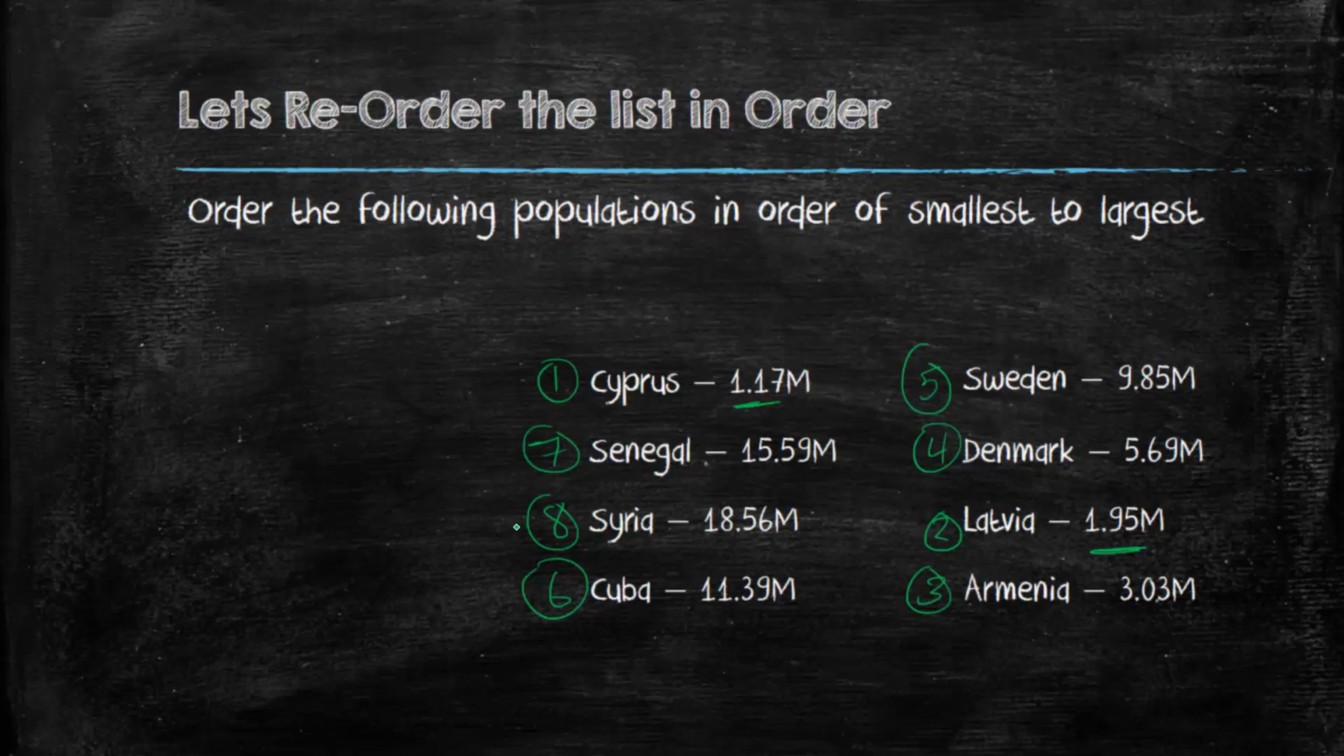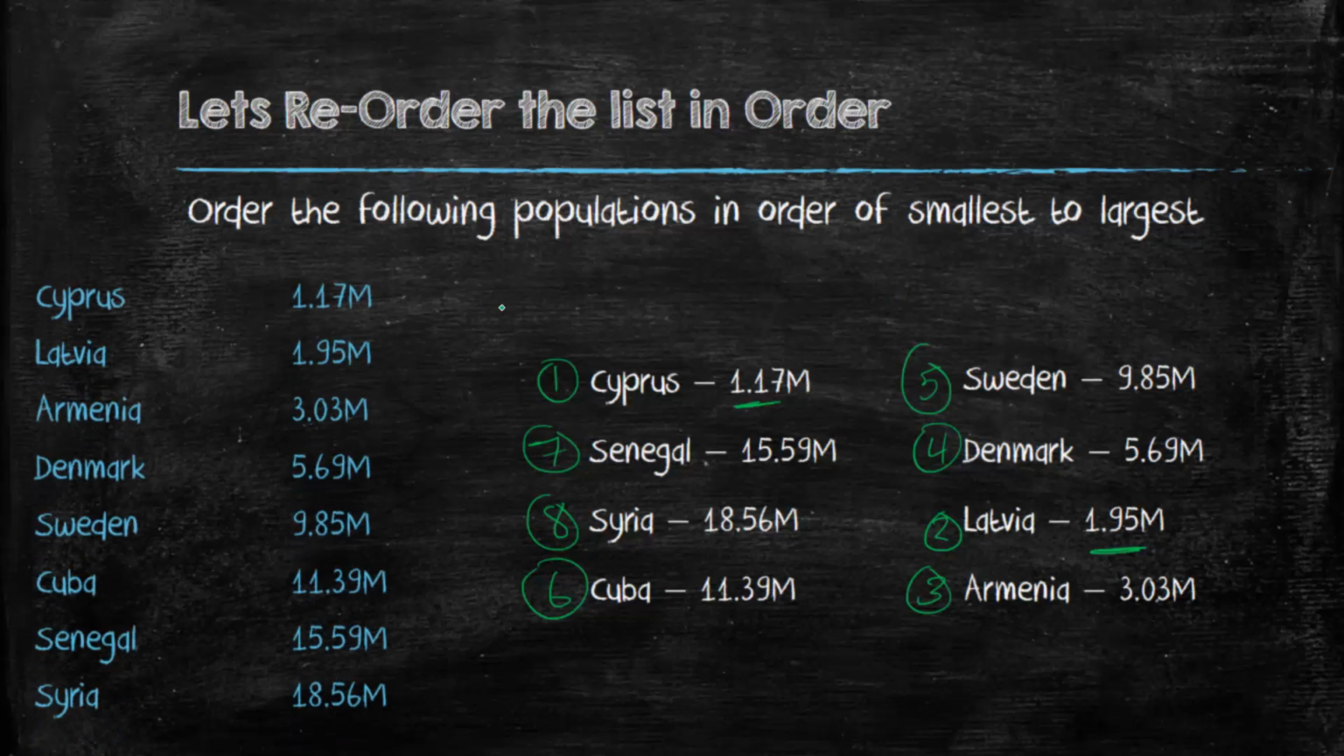Let's check out the answers. Cyprus, number 1. Latvia, number 2. That's correct. Armenia, number 3. Denmark, number 4. Correct. Sweden, number 5. Correct. Cuba, number 6. Senegal, 7. And Syria, number 8. And here they are ranked from smallest to largest population. Great. Thank you.